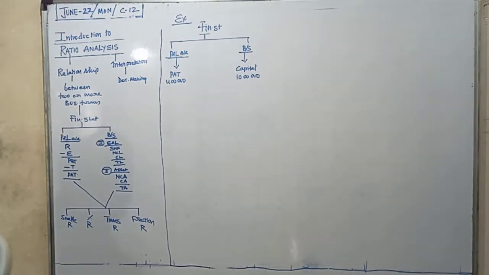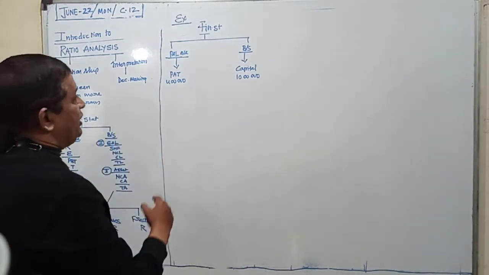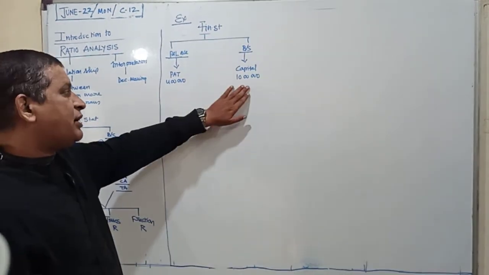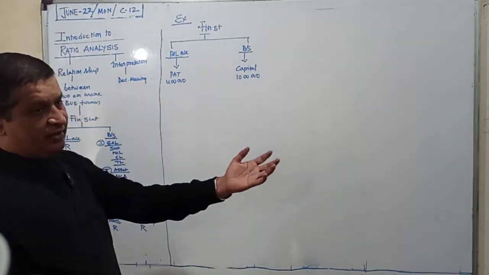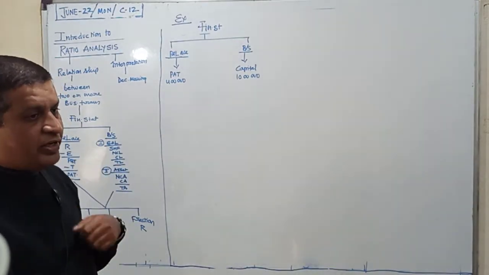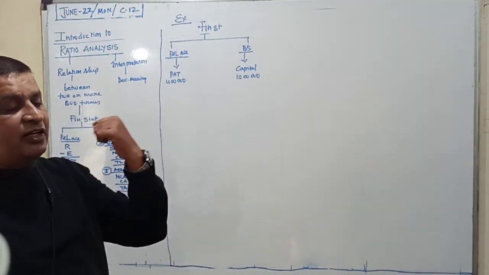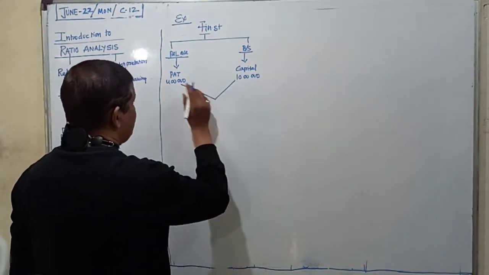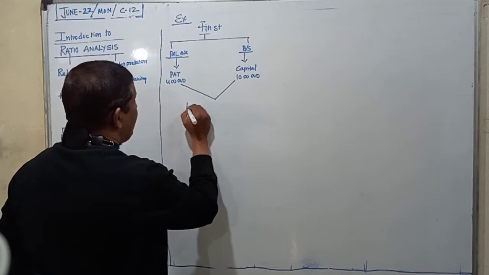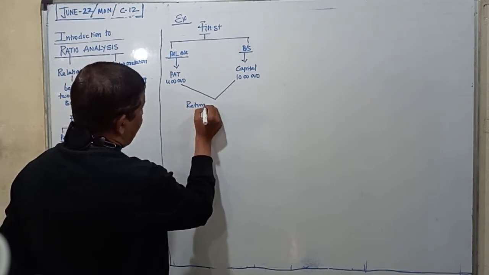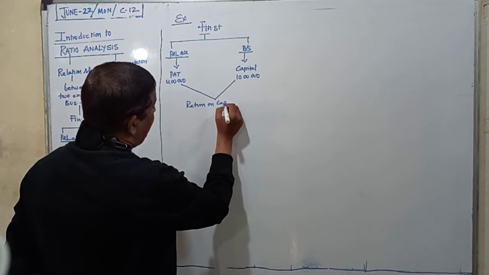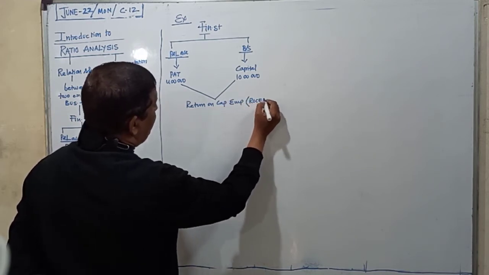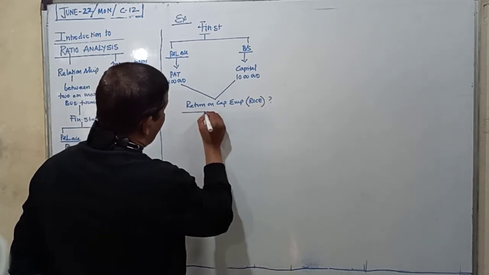Now, I want to establish the relationship between these two things. What is the relationship between the money I invested in a business, that is capital, and the profit I received from the business? So, what is my investment and what is my return on investment? This relationship I can call return on capital employed, ROCE, a short form I'm using.